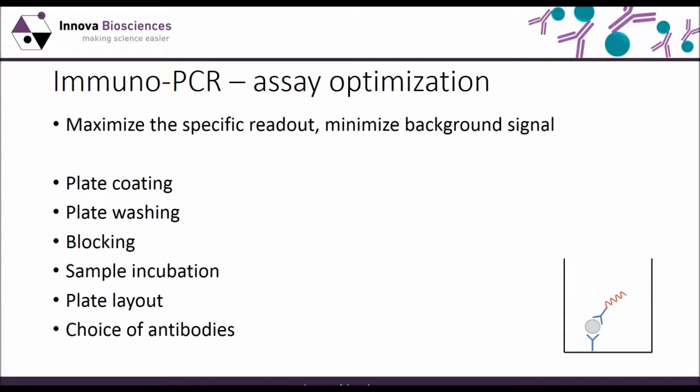Like any form of immunodetection, each step of an Immuno-PCR assay requires careful optimization. The aim of the optimization process is to maximize the specific readout while keeping the background signal to a minimum. To keep things simple, it's suggested that when developing an Immuno-PCR assay, the parameters of an existing immunoassay are, if possible, adapted and modified. Factors which should be taken into account include the plate coating process, the nature of the wash buffer and blocking solution, the sample incubation step, the plate layout, as well as the choice of relevant antibodies. These steps will now be discussed further.